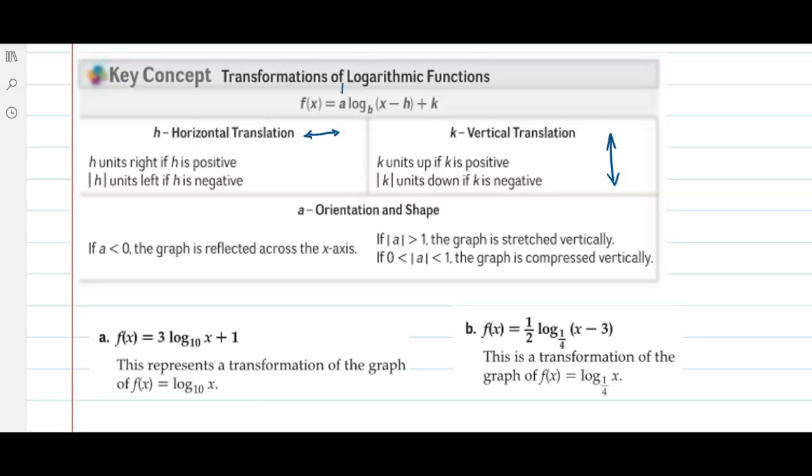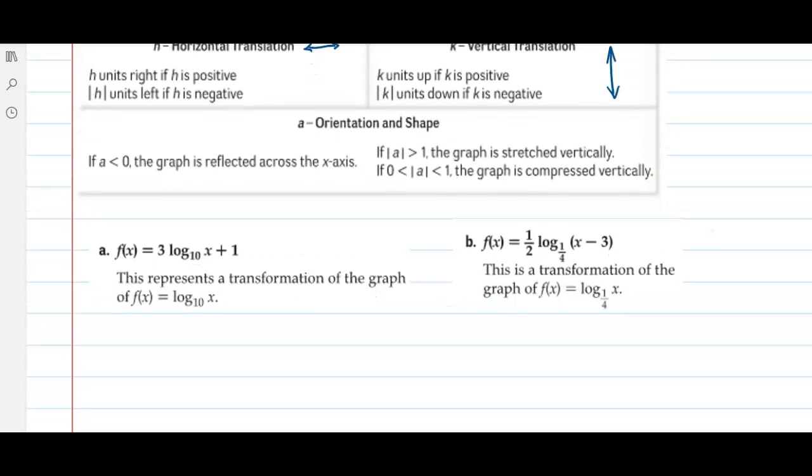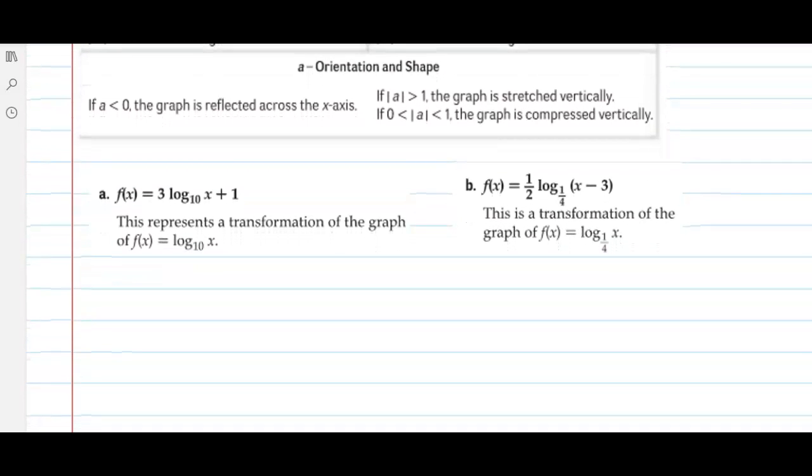This coefficient out front, the a value, if it's negative, it makes the graph reflect across the x-axis, just like it's always done. If it's greater than 1, we're going to have a vertical stretch. If there's a fraction before the logarithm, we're going to have a vertical compression. So let's take a look.